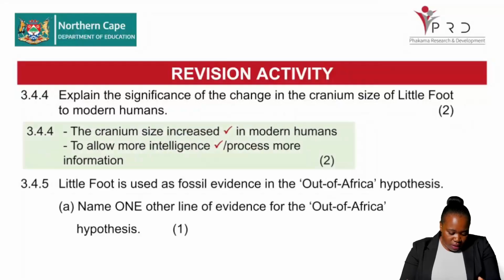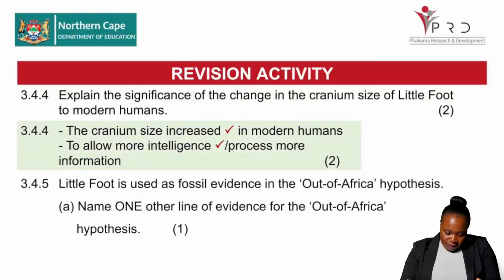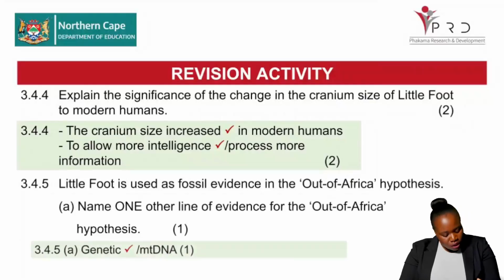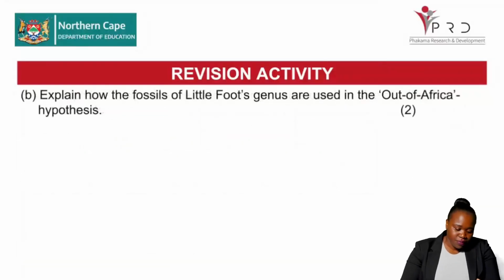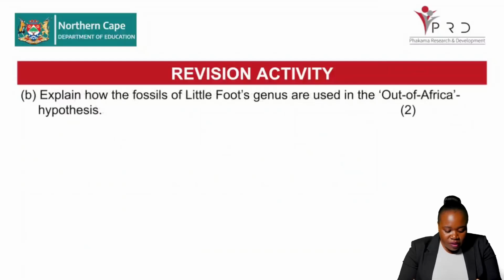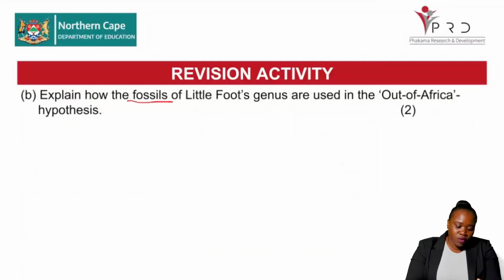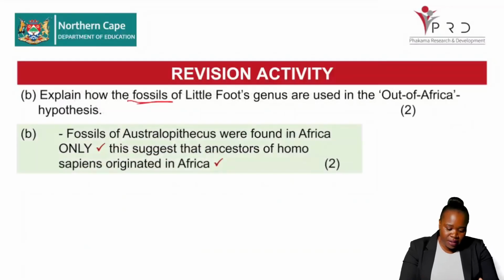Littlefoot is used as fossil evidence in the out of Africa hypothesis that we just looked at. A, name one line of evidence for out of Africa hypothesis. Remember, here we can use fossil evidence, we can use genetic evidence as well. So any that you can mention. And then B, explain how the fossils of Littlefoot genus are used in the out of Africa hypothesis. Obviously, if we're talking about the fossils, it means that we're looking at fossil evidence.